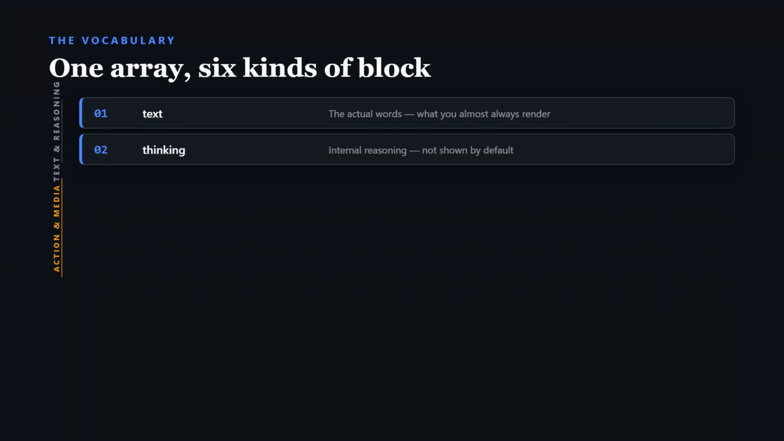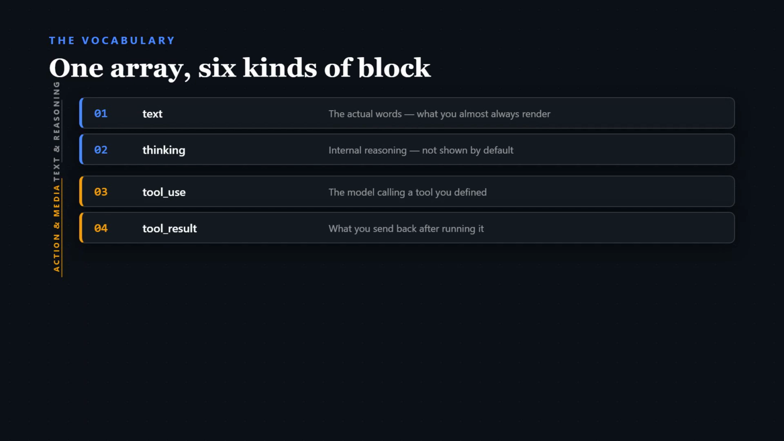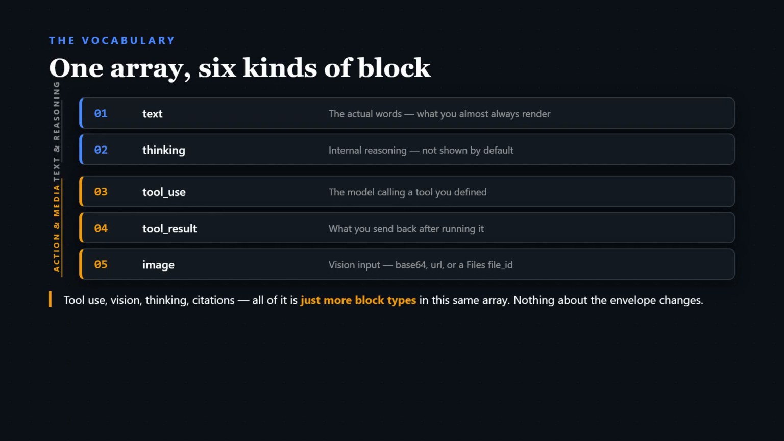Six kinds of block, and you'll meet all of them eventually. Text is the words, what you almost always render. Thinking is internal reasoning, hidden by default on the newest models. Tool_use is the model calling a tool you defined. It is what allows the agent to take actions. Tool_result is what you send back after running it. An image is vision input, arriving as base64, a URL, or a file ID from the Files API. Tool use, vision, thinking, citations, all of it is just more block types landing in this same array. Nothing about the envelope itself ever changes.